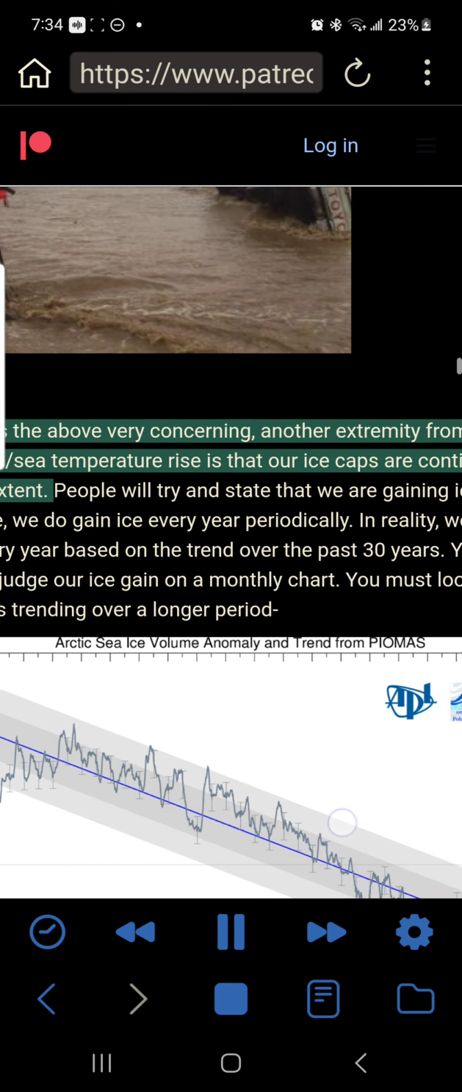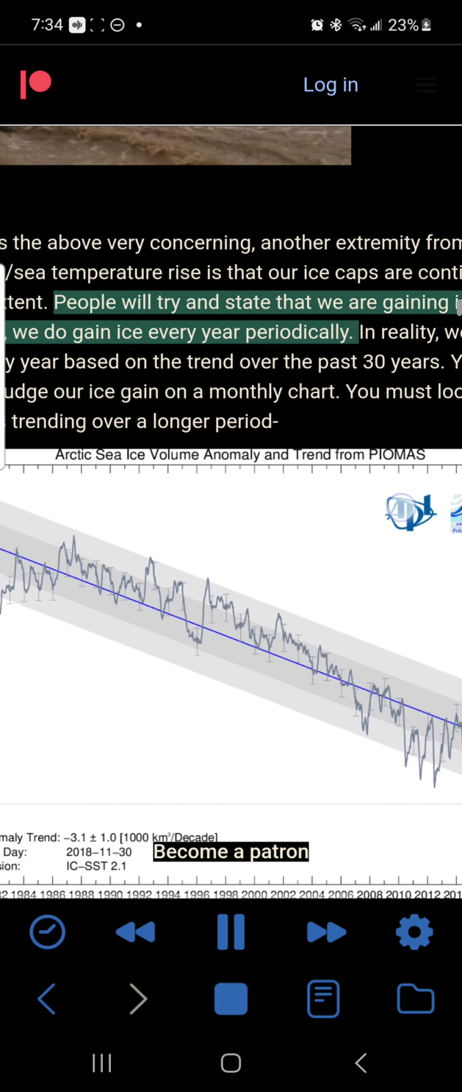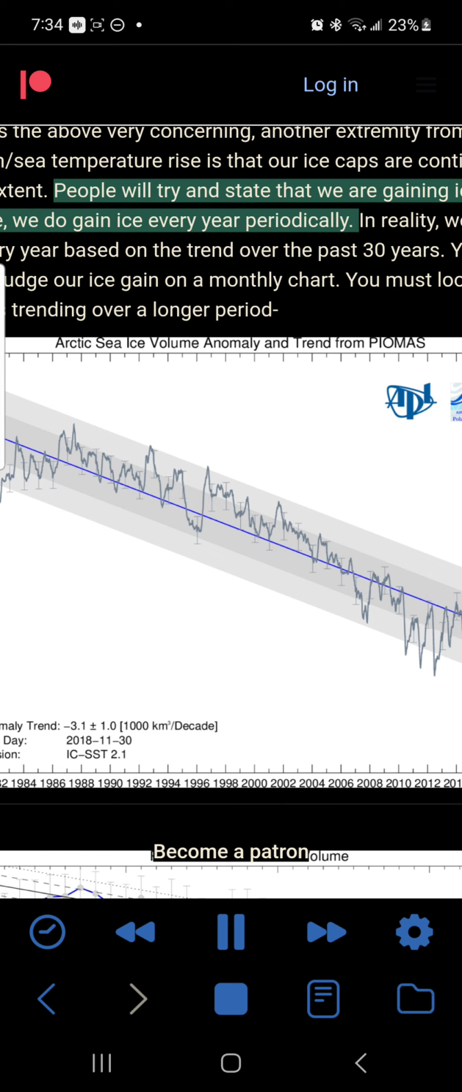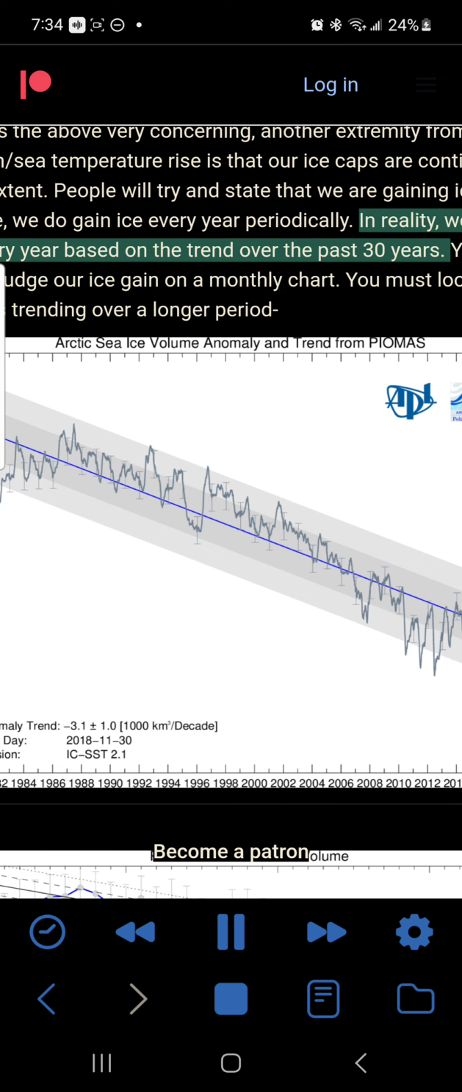Like the flooding we are seeing now in Saudi Arabia, Indonesia and many other parts of the world. Not only is the above very concerning, another extremity from the core expansion, sea temperature rise, is that our ice caps are continuing to lose ice extent. People will try and state that we are gaining ice, which in a sense, we do gain ice every year periodically. In reality, we lose ice mass every year based on the trend over the past 30 years.